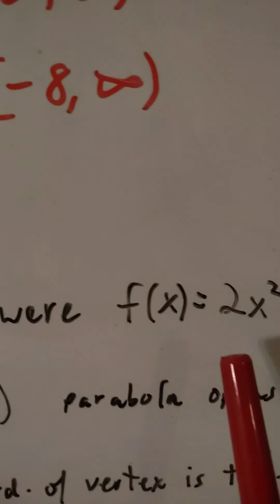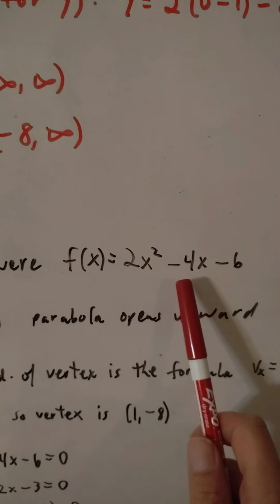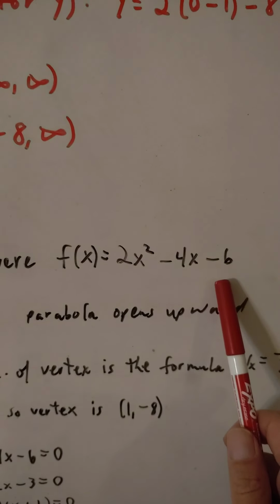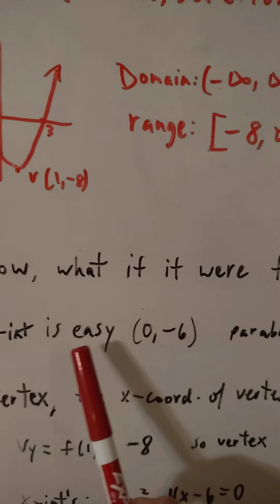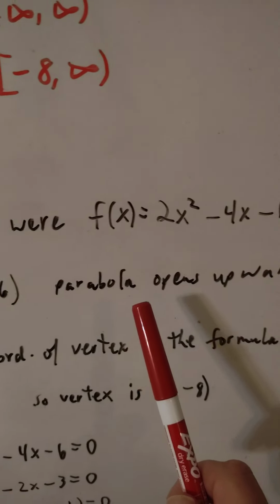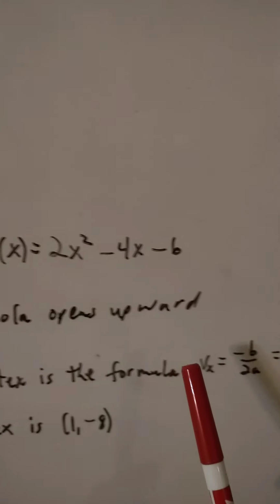So over here, it should be easier to find the y-intercept. You've got x equals 0. So what's 2 times 0 squared minus 4 times 0 minus 6? Isn't that just going to be -6? Same thing as we got upstairs. This parabola opens upward because a is positive.